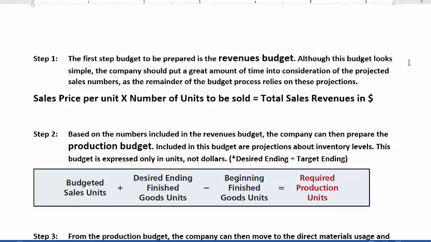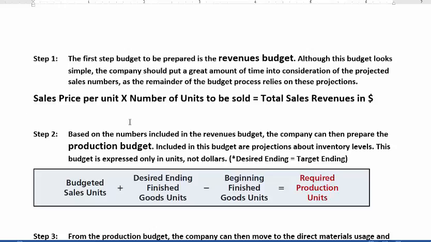All right, so we have a formula. We're going to take the sales price per unit and multiply it times the number of units to be sold, and that, of course, is our total sales revenues in dollars. All right, so there's the first formula.